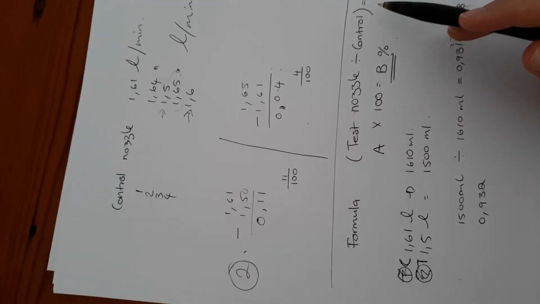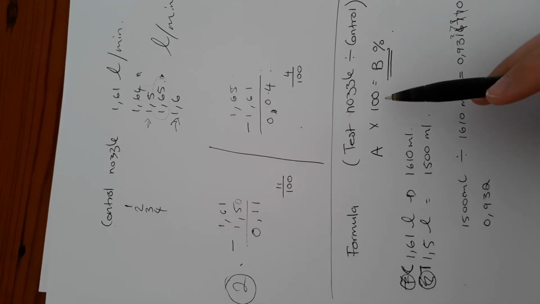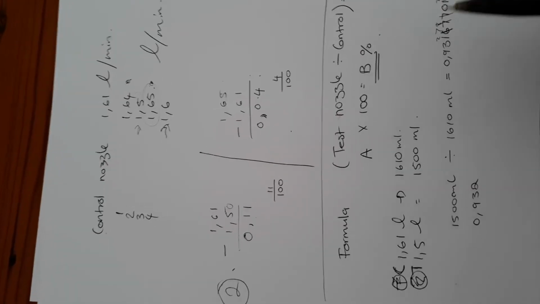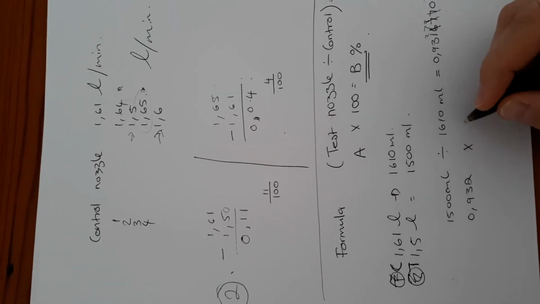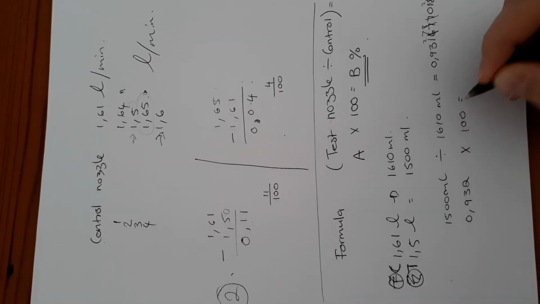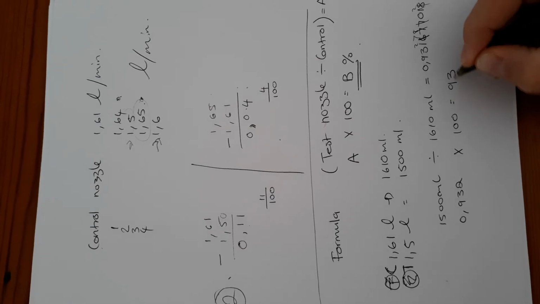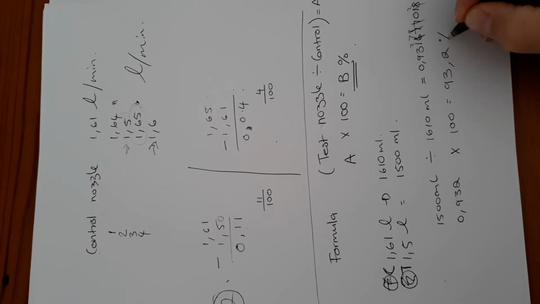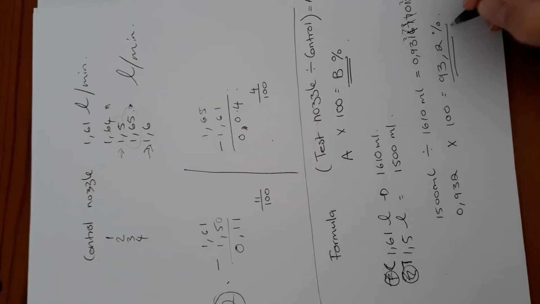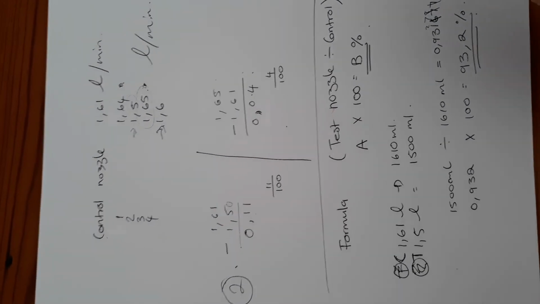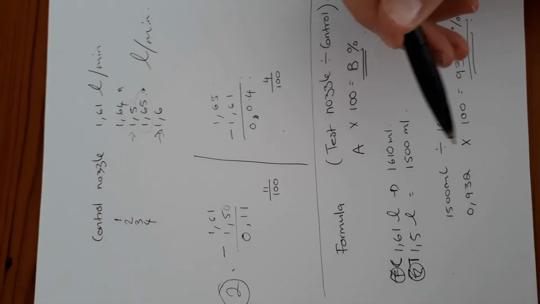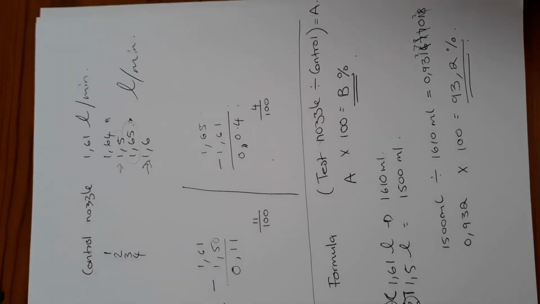Now we're going to times that with 100 to decide what B is going to be. So that times 100 is going to equal 93,2. All right. And that's a percentage, because what we've done is we've worked out what percentage difference there is between our control nozzle and the test nozzle.